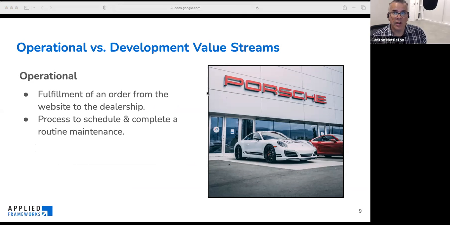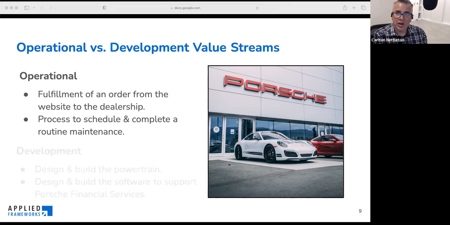That could be an example of one operational value stream. Or perhaps we need to bring in our Porsche for routine maintenance, after the first 5,000 miles or 25,000 miles. Not sure what that is in kilometers. I apologize for our folks outside the United States. So if we brought our car in for routine maintenance, those interactions would be organized around a different operational value stream.